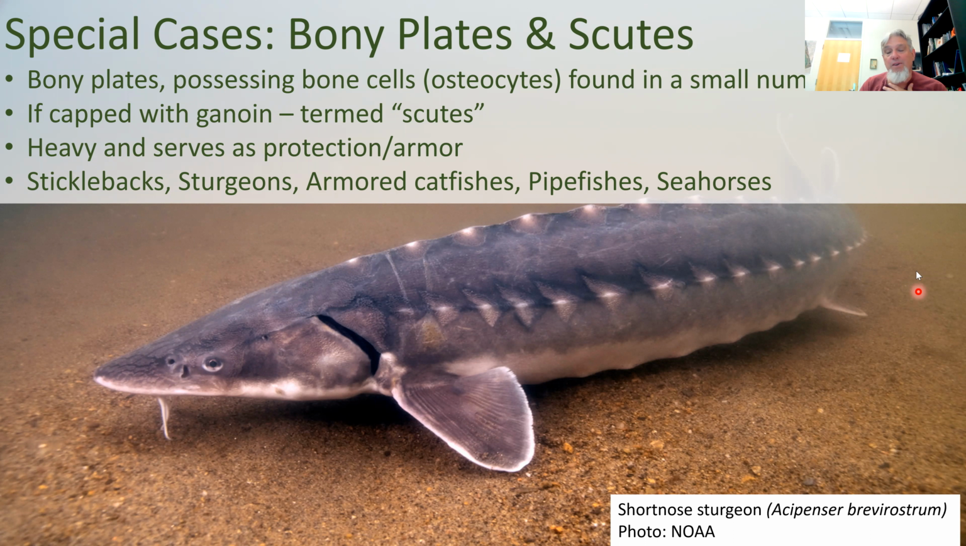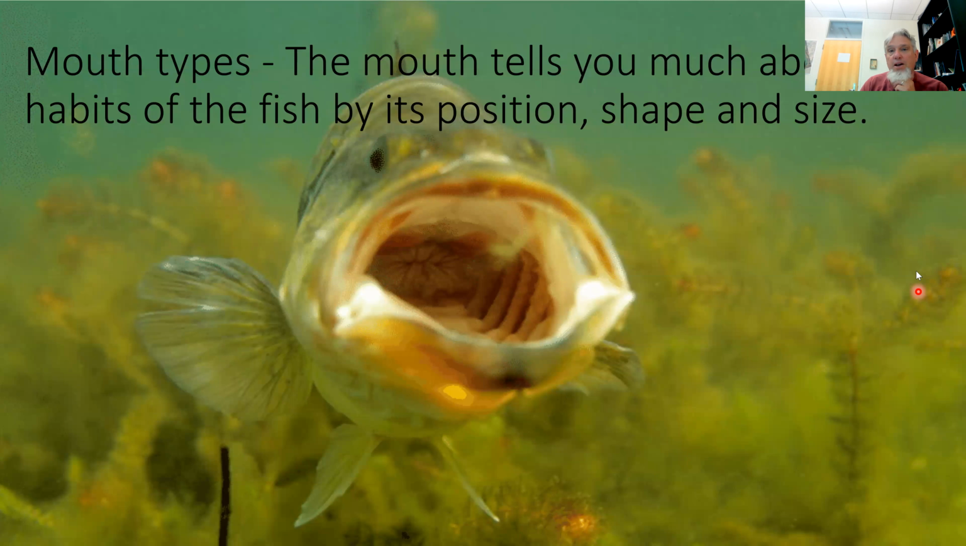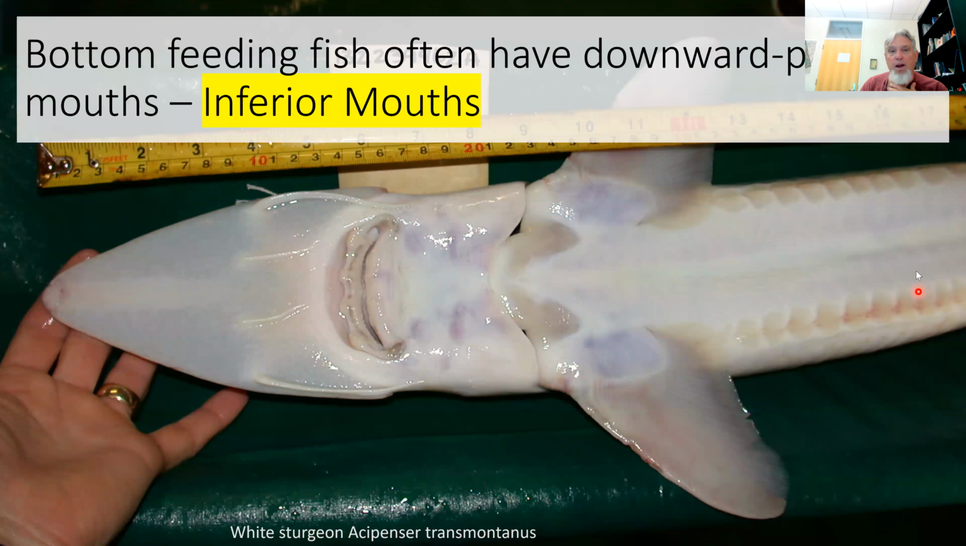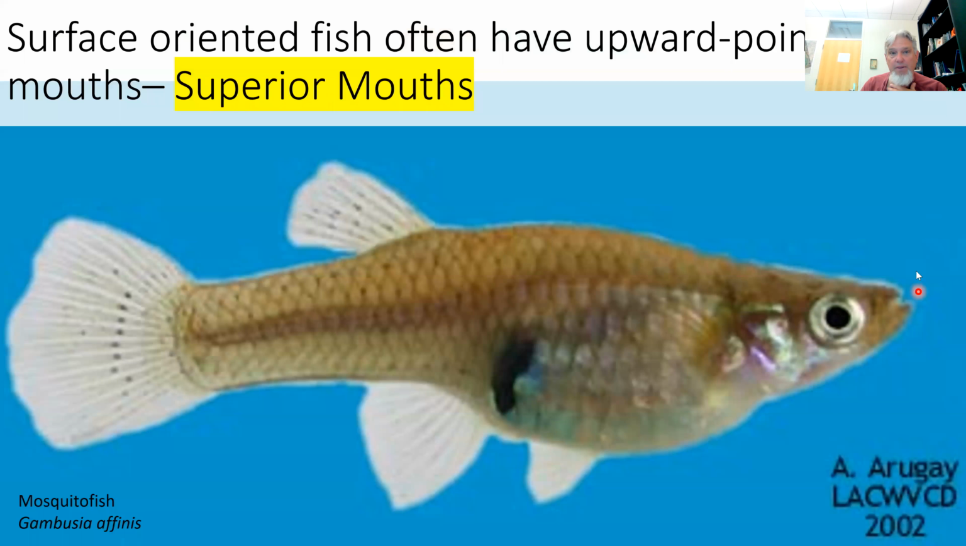Tuna also have scutes, which help them dispel some of the energetic resistance to swimming through the water. Anyway, so bony plates and scutes. I want to talk also about mouth types. You can tell a lot about a fish by the shape of its mouth. Bottom feeding fishes have inferior mouths. Top feeding fishes have superior mouths.